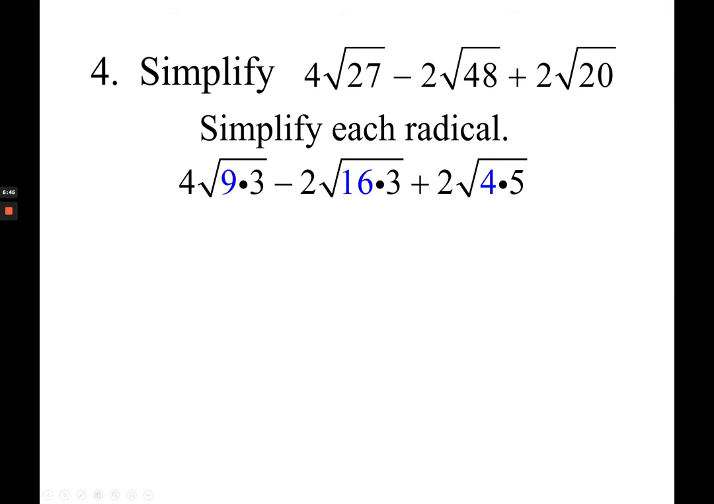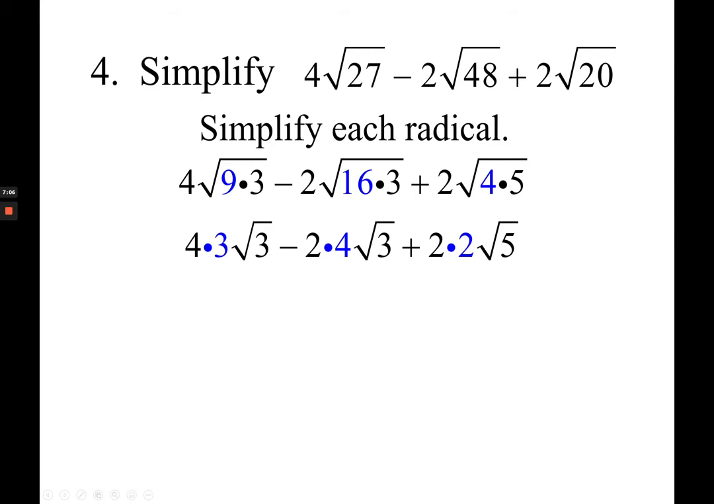Why do we need the perfect square? Because they get simplified. You have square root of 9 is 3, so it becomes a whole number 3. Square root of 3 is left inside your radical symbol. 16 becomes 4, so you have 2 times 4. And 4 becomes 2.